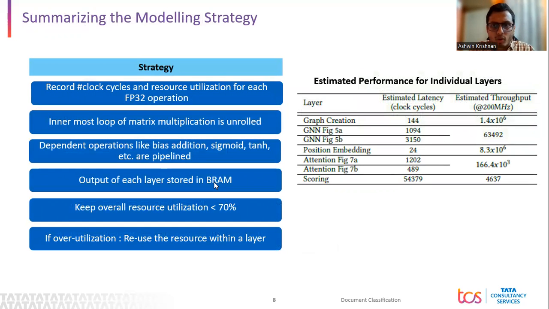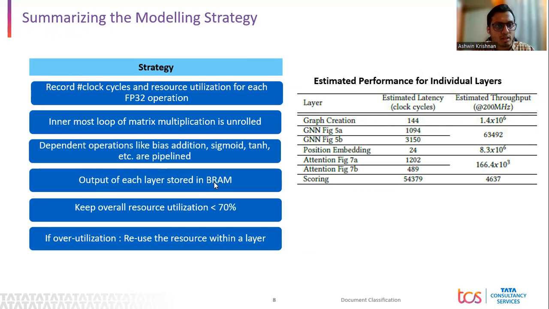Now, summarizing this modeling strategy, the first and foremost step is to record the number of clock cycles and resource utilization for each of these floating point operations like multiplication, division, addition, and so on. The innermost loop of any matrix multiplication is fully unrolled. And all the dependent operations like bias addition, sigmoid, tanh, and others that we saw in the previous example are pipelined within the innermost loop. And the output of each layer is again stored in a block RAM with the right number of partitions.